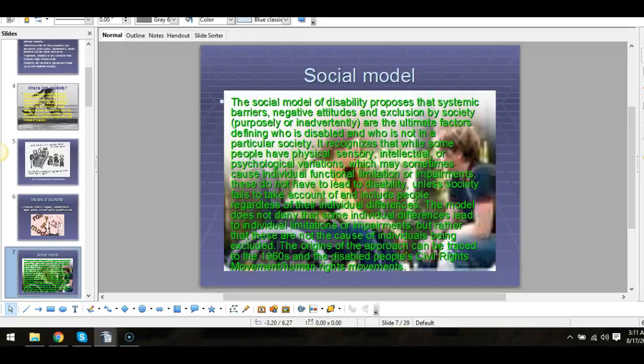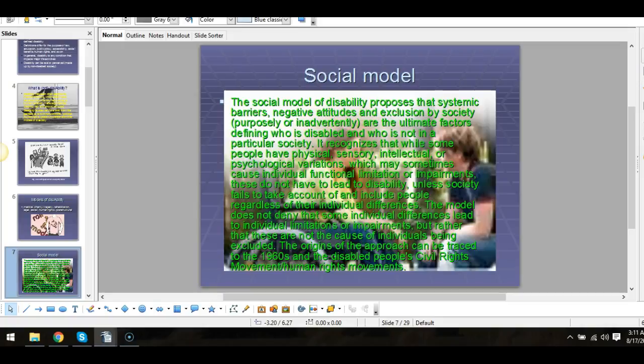First of all, we will start with the social model. The social model of disability proposes that systemic barriers, negative attitudes, and exclusion by society, purposely or inadvertently, are the ultimate factors defining who is disabled and who is not in a particular society. It recognizes that while some people have physical, sensory, intellectual, or psychological variations, which may sometimes cause individual functional limitations or impairments, these do not have to lead to disability, unless society fails to take account of and include people regardless of their individual differences.